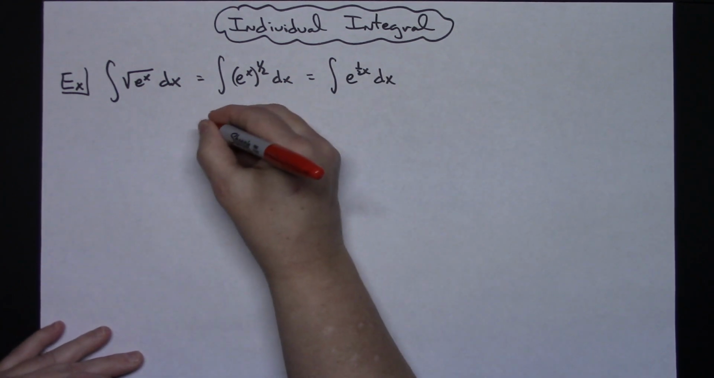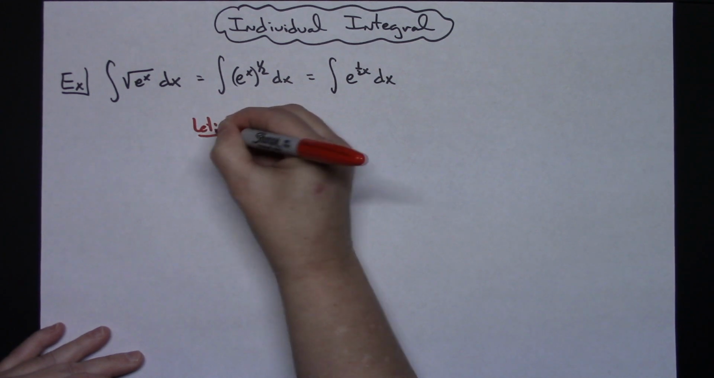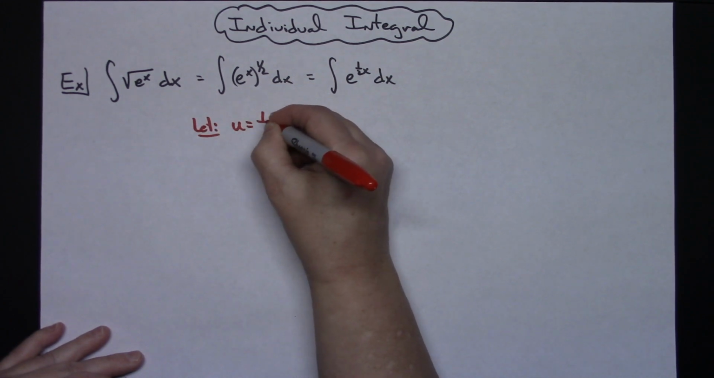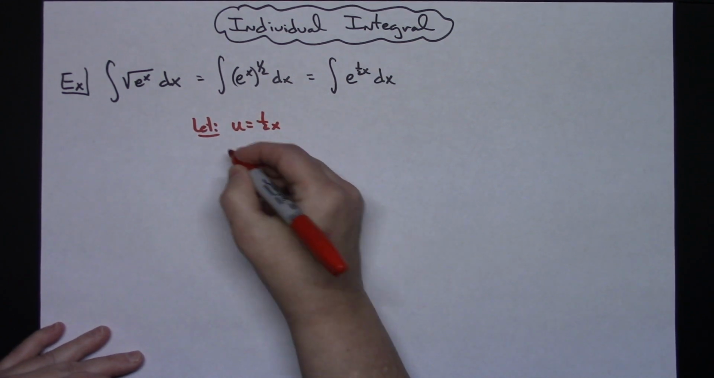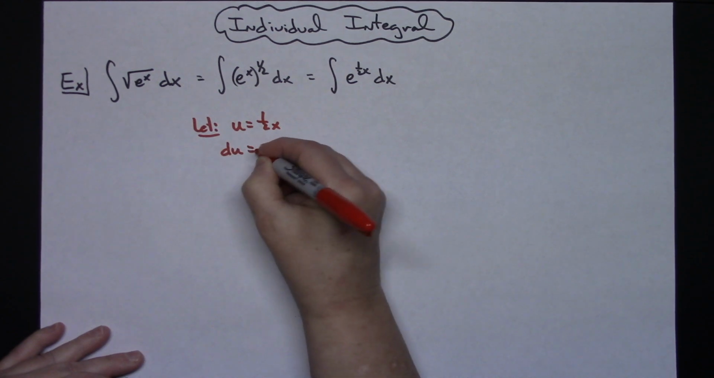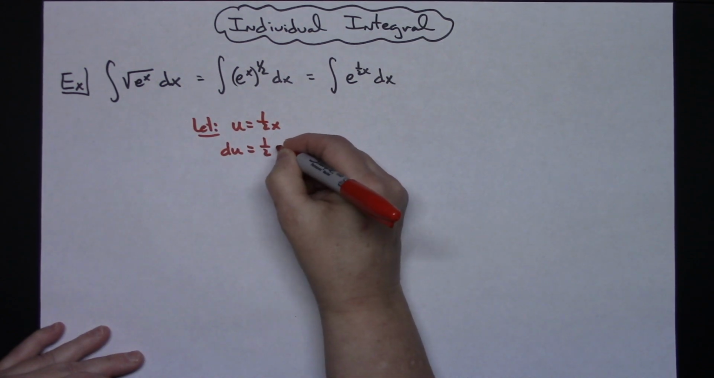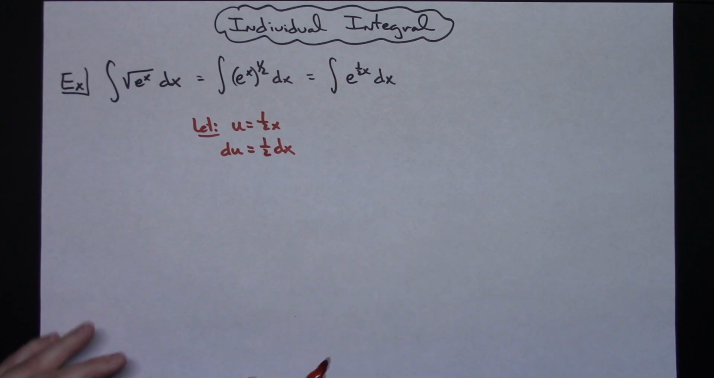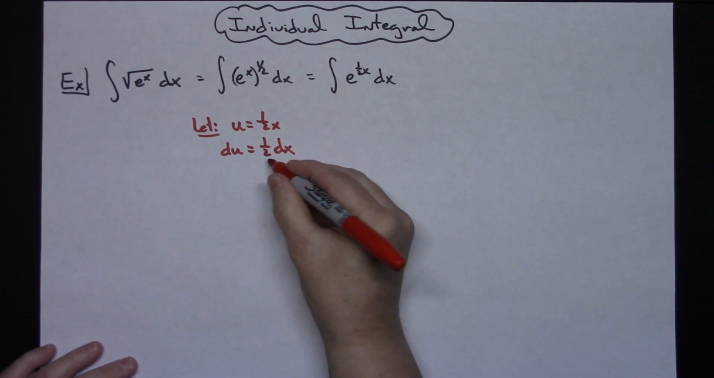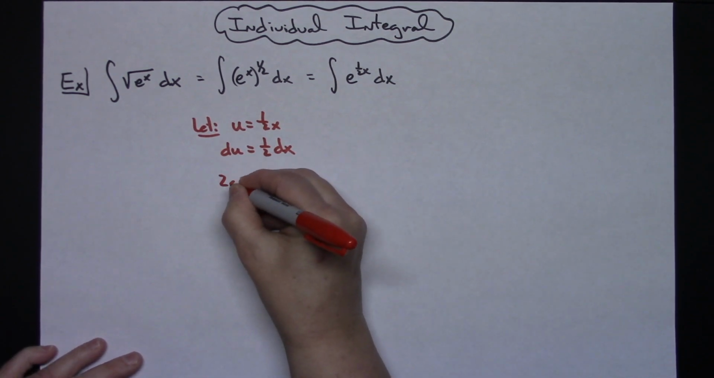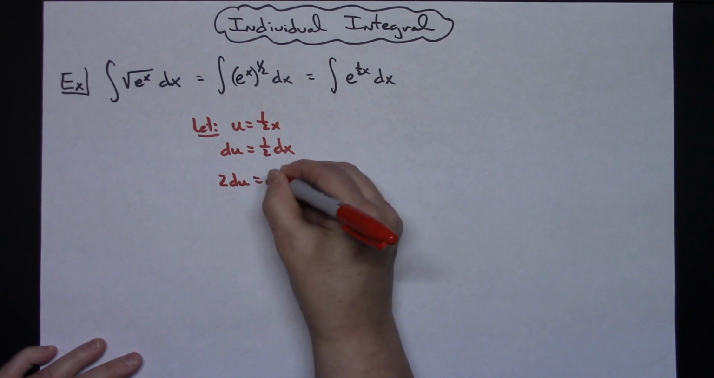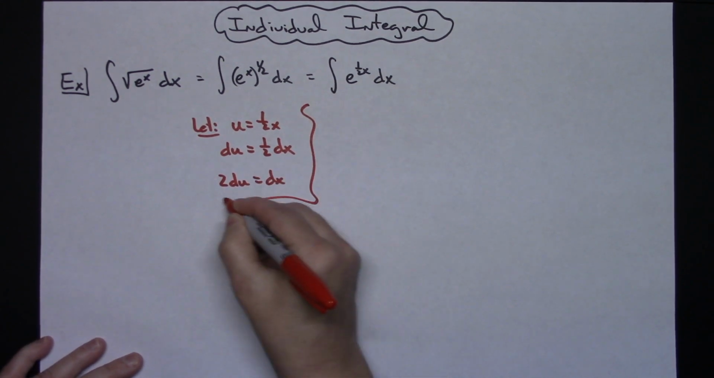So that's where we're going to start with this. We're going to let our u equal 1/2 x. I'm going to take the derivative of both sides. Du is just going to be 1/2 dx. Solving all the way down for dx means I would multiply both sides by 2. So 2 du is going to be equal to my dx.